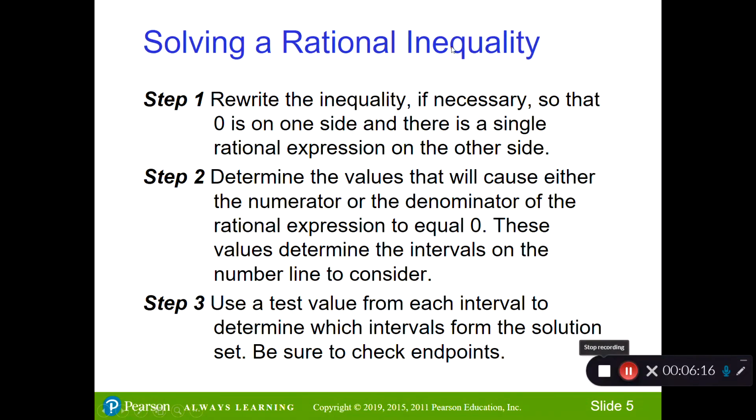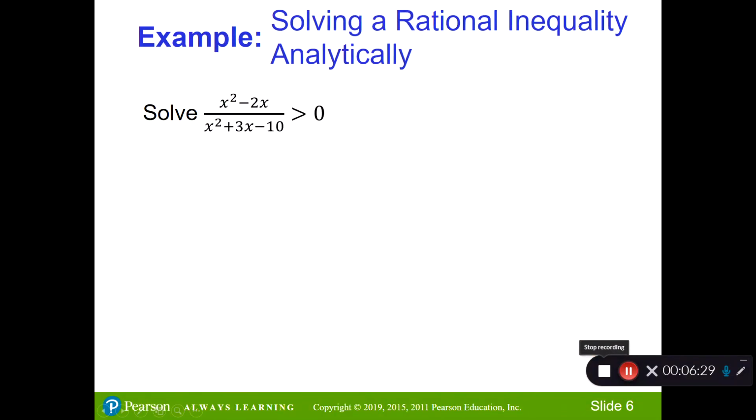So to solve a rational inequality, rewrite it to get 0 on one side and combine into one big fraction. Set the numerator and denominator equal to 0 and plot them on a number line, then test values. Let's look at this. This is already bigger than 0, so I'm just going to completely factor the top, x times x minus 2, and factor the denominator. That'll factor into x plus 5 times x minus 2.